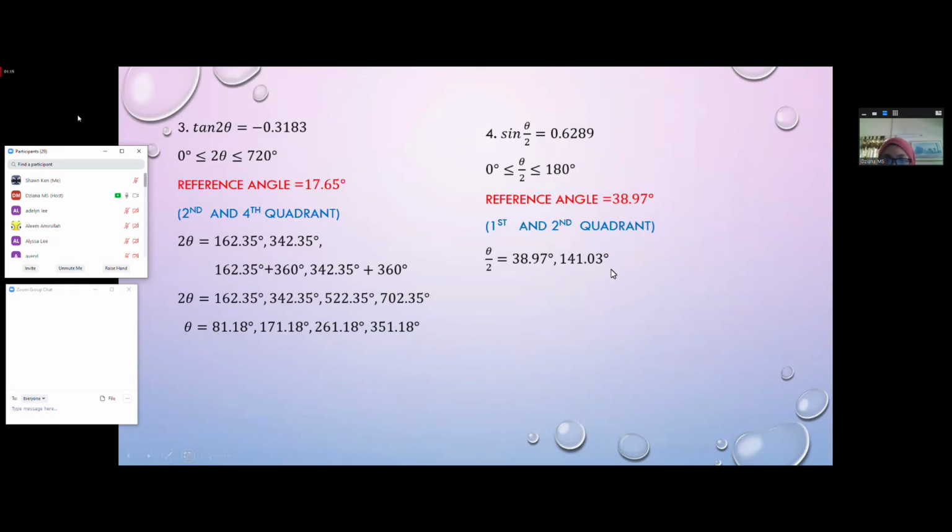This should be following this range, and theta is 77.94 and 282.06. Okay, that's your answer. So Sean's answer is correct. Okay. Any question?